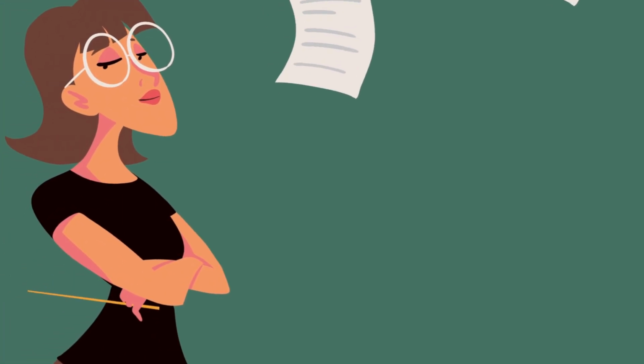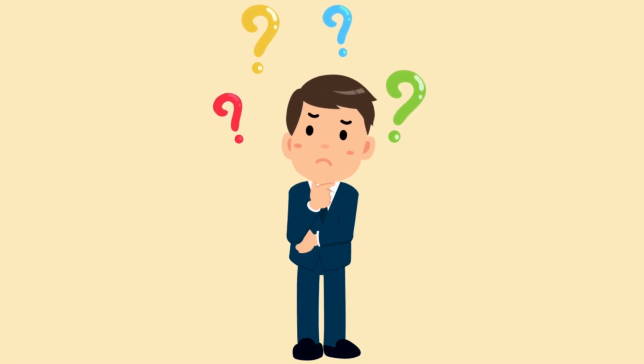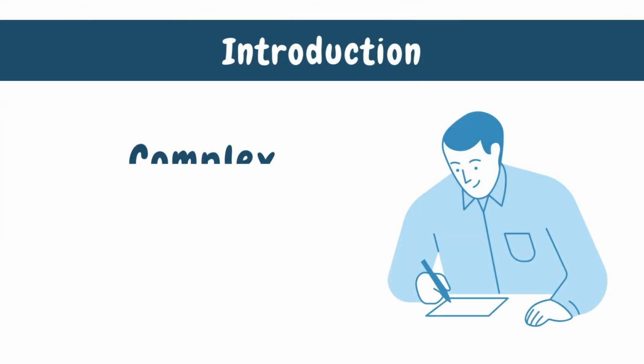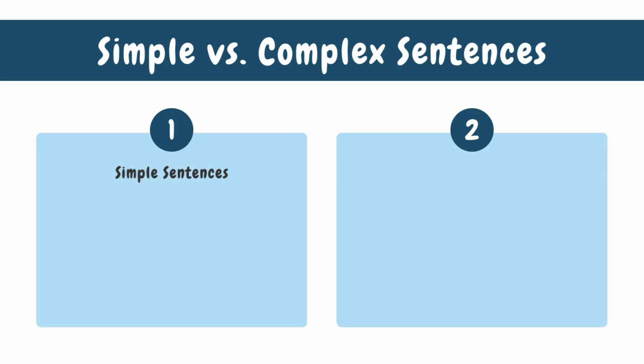Has your teacher ever told you that you need to add more detail in your writing? Have you ever felt a little confused about what they meant by that? Today we're going to talk about using complex sentences in our writing instead of simple sentences and what the difference is between the two. So a simple sentence contains a single independent clause. It expresses one complete thought.